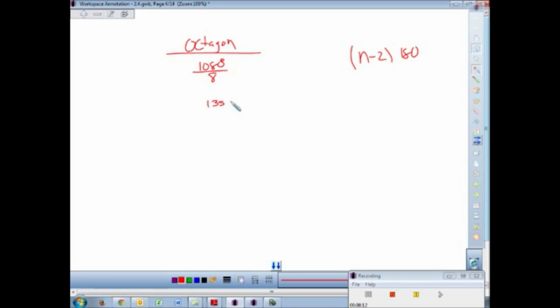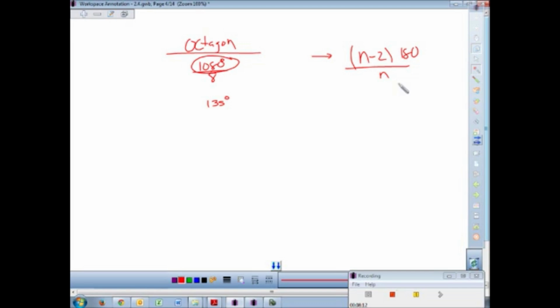135 degrees? Okay. So how about a formula for the general case? Isn't this the total degrees, just like that 1080 was, right? We had to figure out the total degrees first. Then what did we have to do? Divide by how many angles there were, right? Well, how many angles are in an n-gon? Shouldn't there be n? So what we need to do to this formula to make it be one angle of a regular polygon? All over 2?